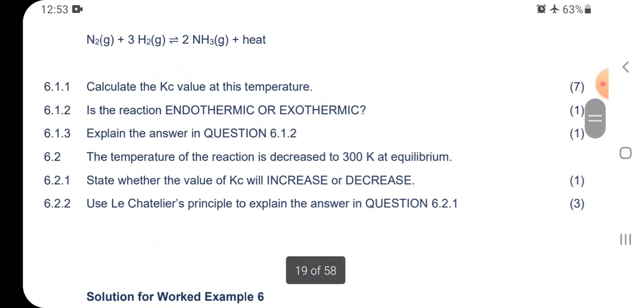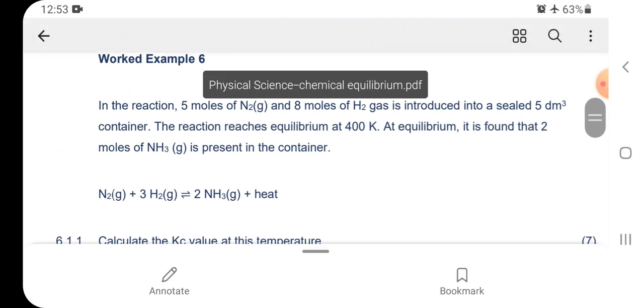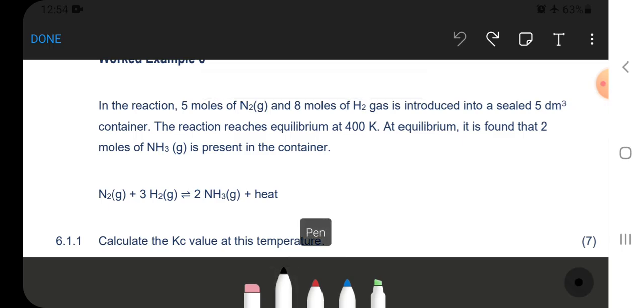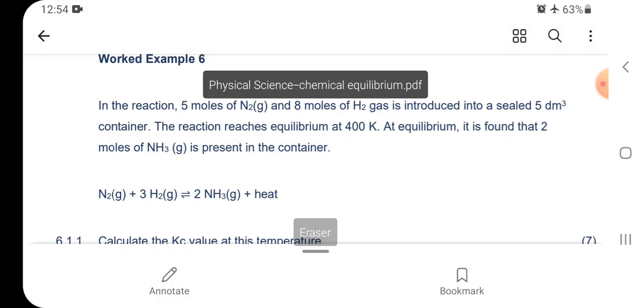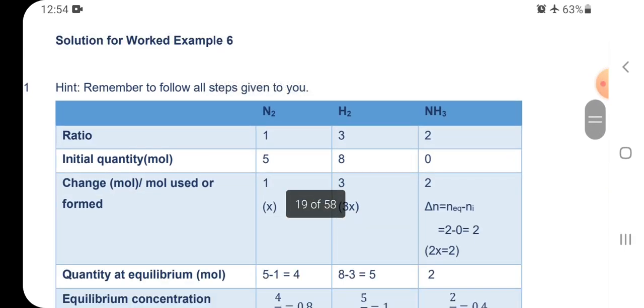So we are given the moles up here. In this reaction, 5 moles of N2 and 8 moles of H2. So those are the ones that you are going to use as the initial quantity in moles. So it's 5, 8, and the NH3 is 0. And then we are going to write change in moles, moles used or formed. We are going to use the coefficients, the ratios. So here we have 1 for N2, for H2 we have 3, and for NH3 it's 2.